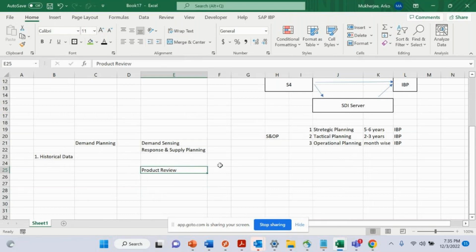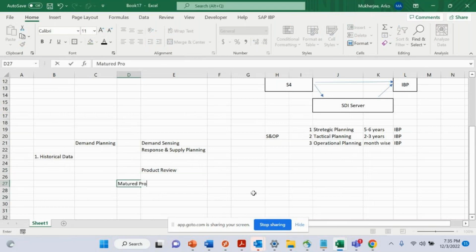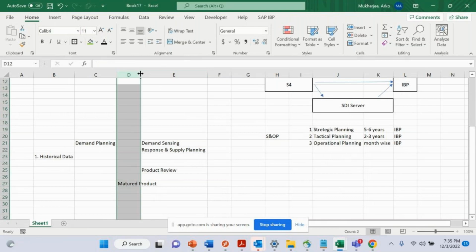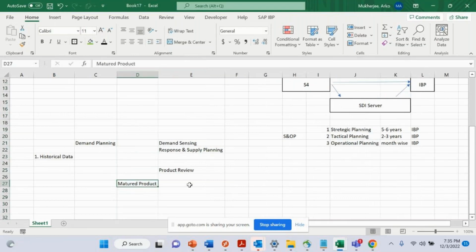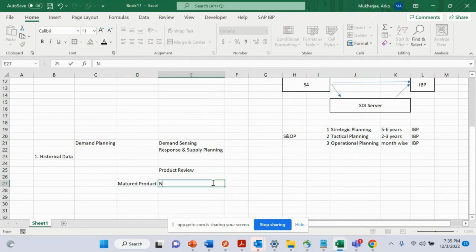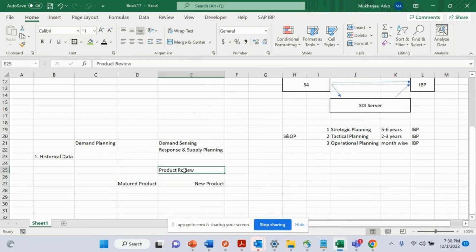In the product review phase, there are basically two types of products. One is the matured product. What do I mean by this term? A matured product is one which already has matured sales in the present market for the last 3 years, 4 years, or more. The second is new products, which our business recently introduced or is going to introduce in the coming months or years. So now the challenges come, because in the product review phase we have two types of products.